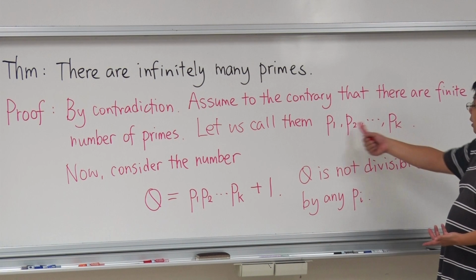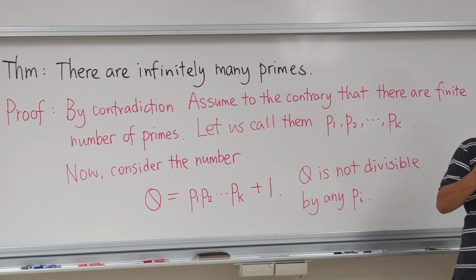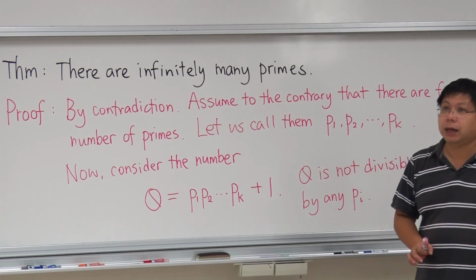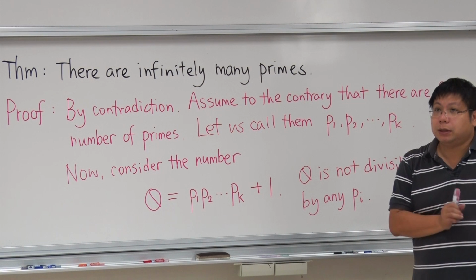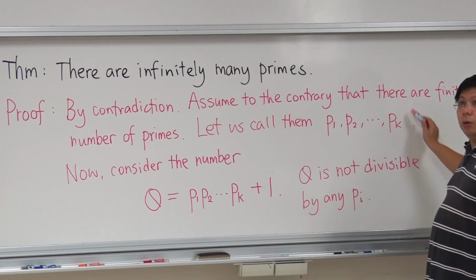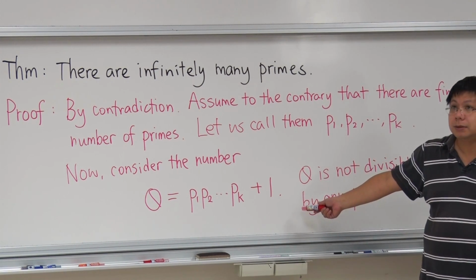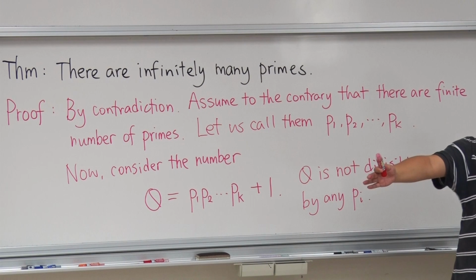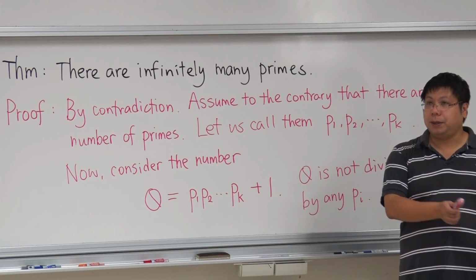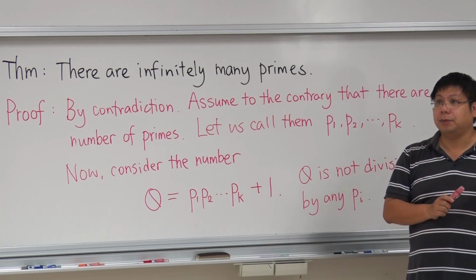But then again, q must be greater than pk, right? We are multiplying everything, and then plus 1, so this will be greater than pk. So in either case, we get a contradiction. So what is the contradiction? We listed out all the primes, p1 up to pk, but here we are missing some primes. So all the primes are p1 up to pk, and yet p1 up to pk are not all the primes. So we get a contradiction at this point.